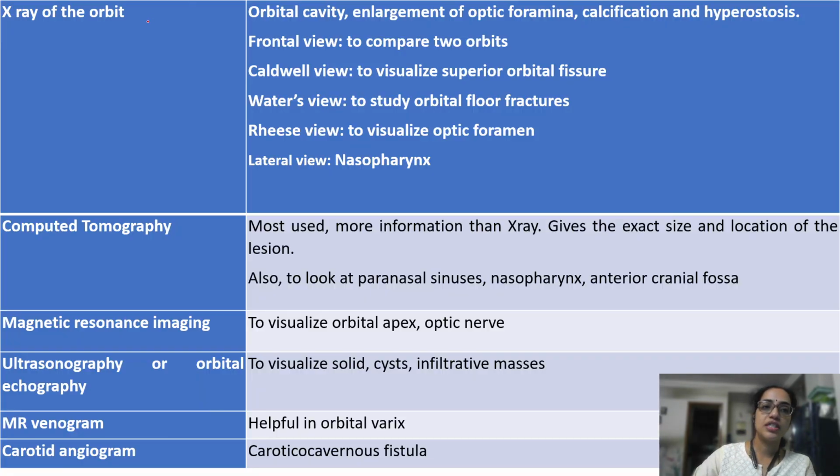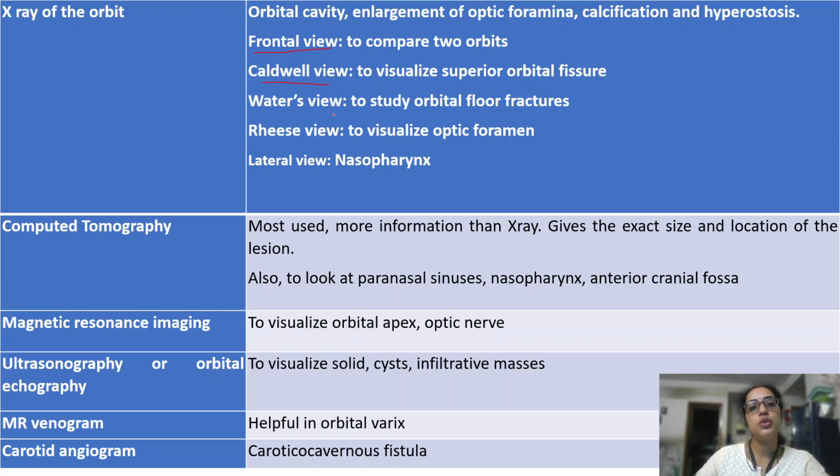So let's look at the X-ray of the orbit. You get a general view about the orbit, orbital cavity, if there is any enlargement of the orbital foramina, if there are major fractures, if there are calcifications and hyperostosis. There are different views in which you can look at the orbital disorders. So in frontal view, it's a general AP view to compare the two orbits. Caldwell view is to visualize the superior orbital fissure, and it is performed by keeping the forehead and the nose in close opposition to the vertical meridian. So you get to visualize the superior orbital fissure.